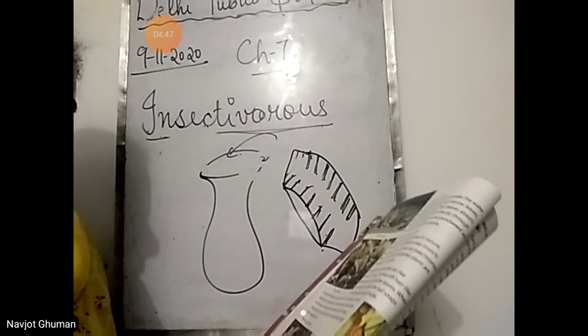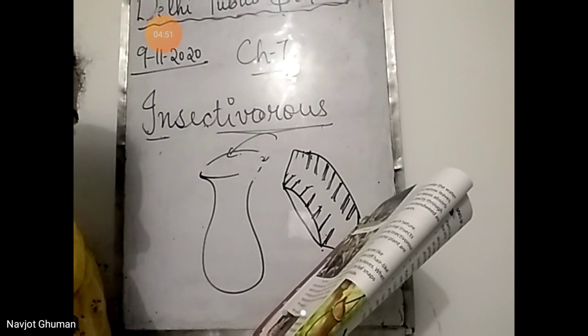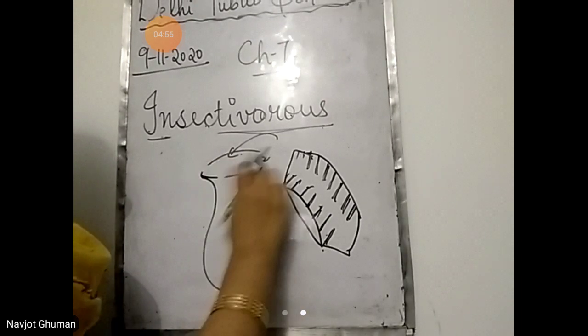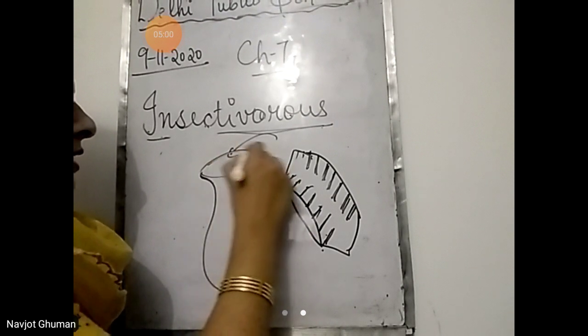In the pitcher plant, leaves are in the form of a container or pitcher with a lid to cover the mouth of the pitcher. See bete, जैसे एक पिचर पॉट होता है वैसे है ये पिचर प्लांट.